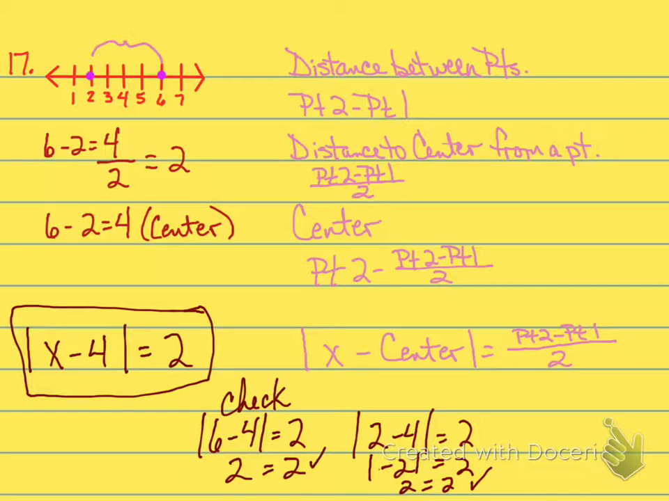Okay, we'd plug in 6 for point 2, excuse me. The absolute value of 6 minus 4 is 2. The absolute value of 2 is 2, so 2 equals 2, that's a true statement. Then we try the other side. Use point 1 for x. Absolute value of 2 minus 4 is equal to 2. 2 minus 4 is negative 2, so the absolute value of negative 2 is 2. 2 equals 2, yes, so that does work.